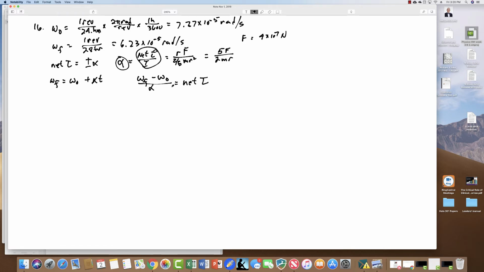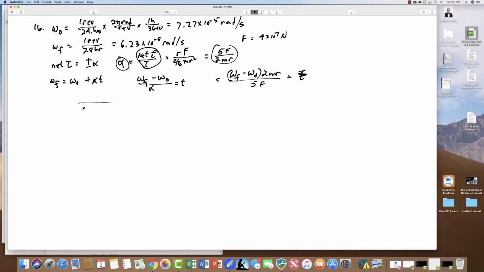And then we put in this expression, where we have 1 over alpha. This is alpha, so 1 over alpha is going to be the inverse of this. So that t is going to equal omega final minus omega initial, and we're going to put in this for alpha, but it's 1 over, so it inverts it, so it's going to be 2mr over 5.